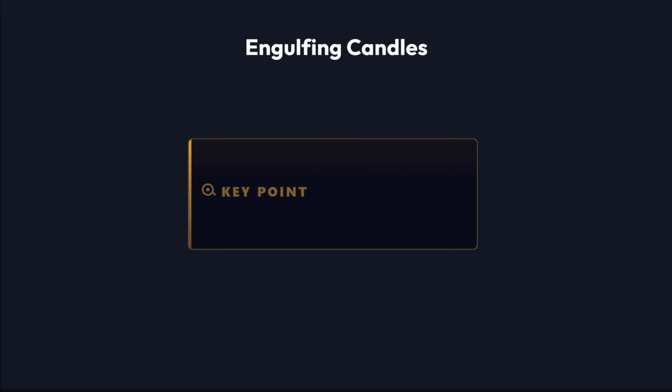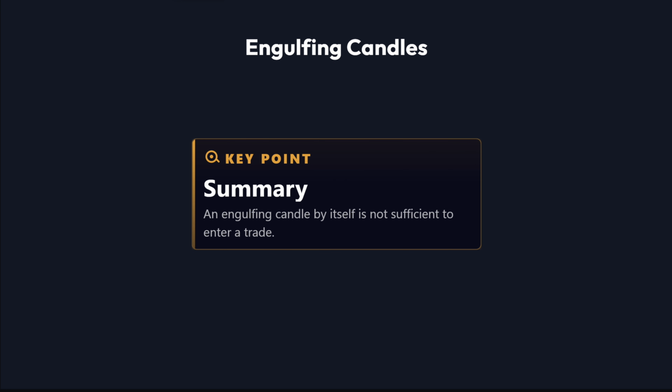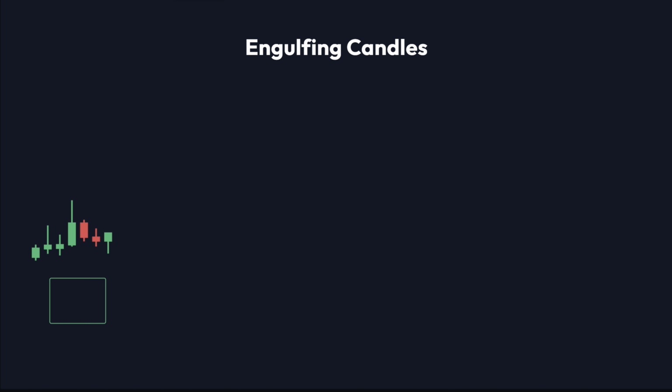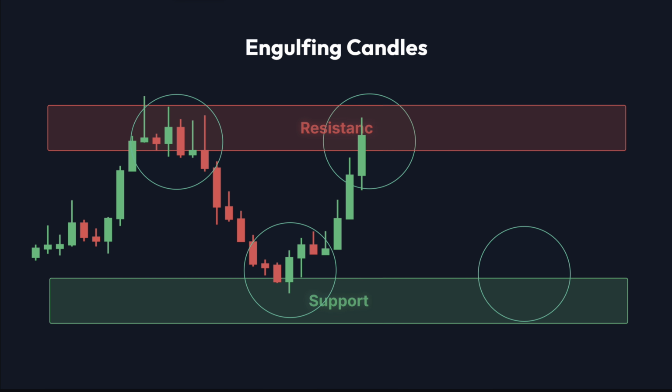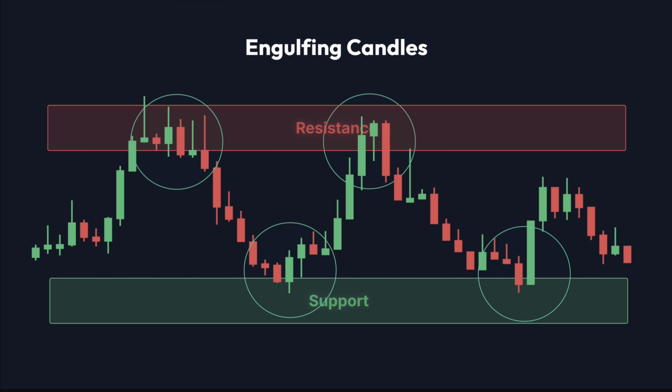So the key lesson is this: an engulfing candle by itself is not sufficient to enter a trade. Relying on such a pattern in the middle of nowhere is a weak thesis. But an engulfing candle at support, resistance, or after an extended move carries more weight. That is how engulfing candles should be read. Not as guaranteed signals, but as confluence that pressure may be shifting.